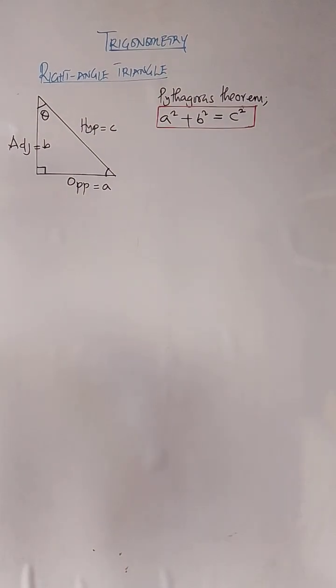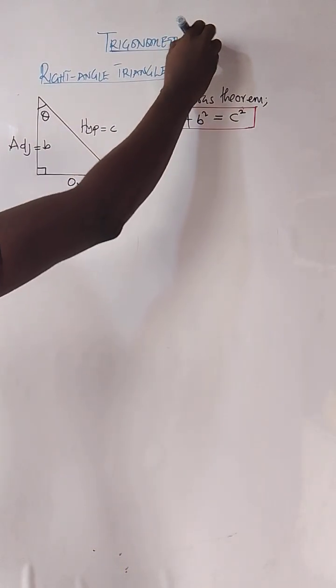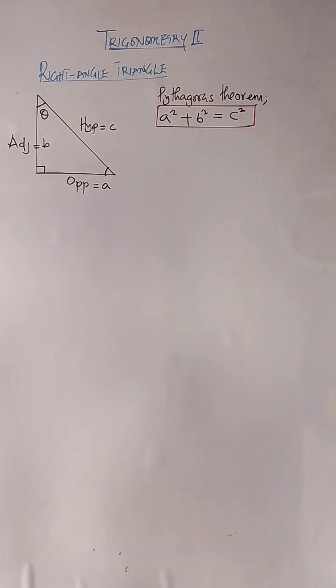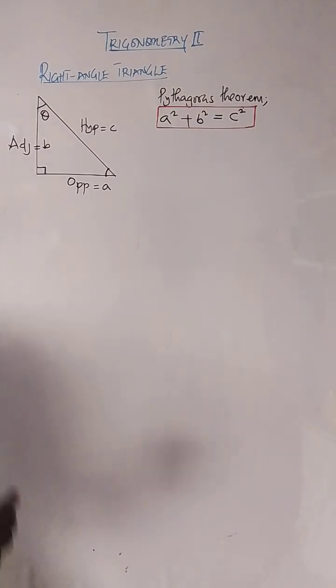Before I continue my class, this is trig 2. We've already done trig 1, but here is a summary of trig 1, then we'll continue. They are actually what we call the trig ratios. They are 6 in number.